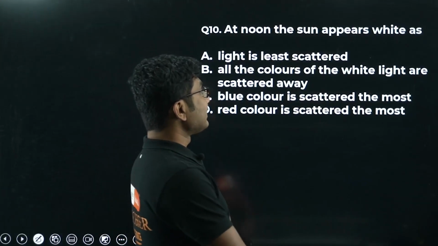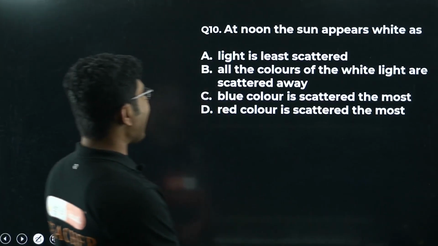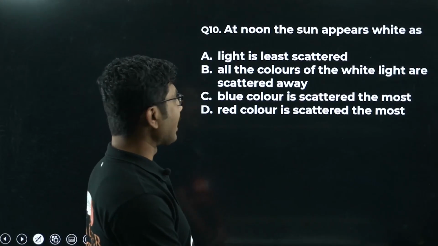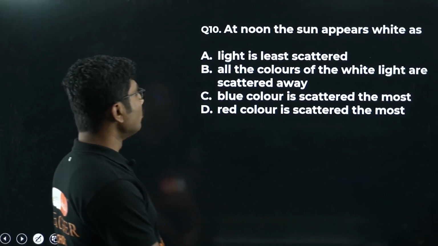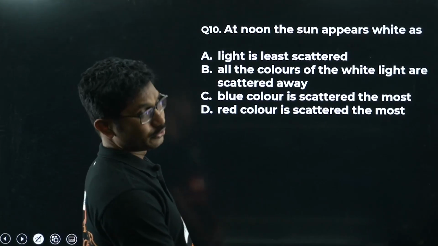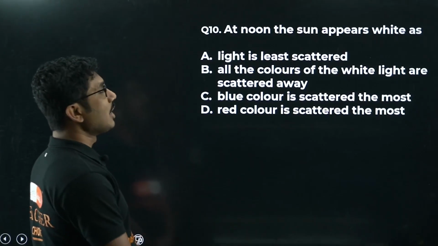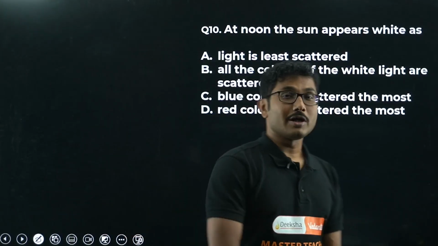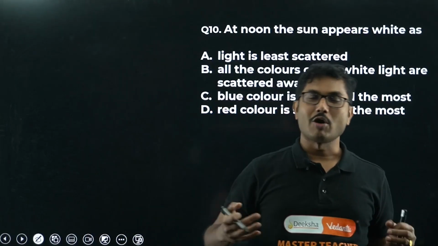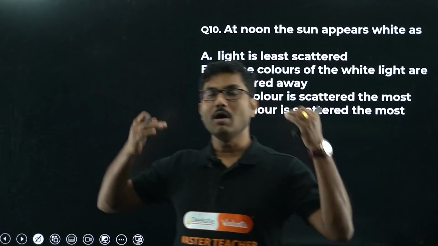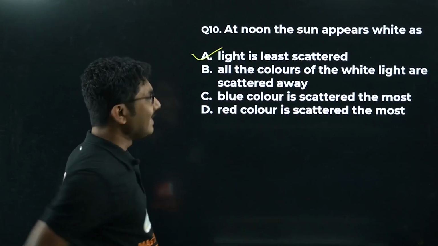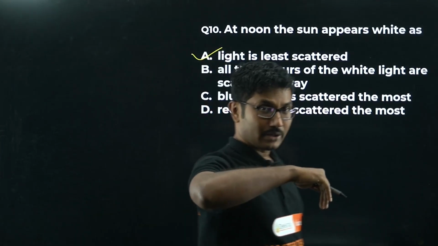At noon, the sun appears white as light is least scattered. All the colors of the white light are scattered away. Blue color is scattered the most. Red color is scattered the most. So why does the sun appear white? Because all the rays are coming towards our eye. White always means 7 colors, so there is the least amount of scattering. That means light is scattered least because it is falling perpendicular.